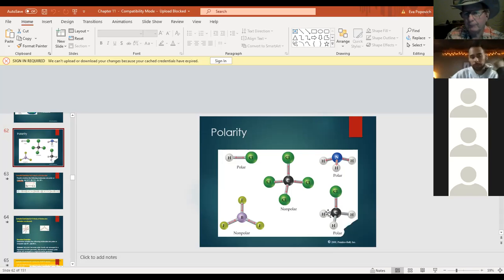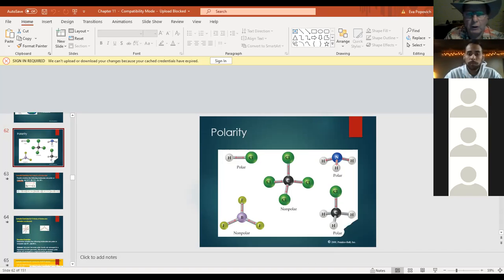Anyway, David, does this have polar bonds? Which one are we looking at? We're looking at the bottom one. Yes, it does. Carbon and hydrogen is a non-polar bond, but carbon and chlorine is a polar bond. So is this molecule going to be polar? Yes. Polar bonds, asymmetrical.